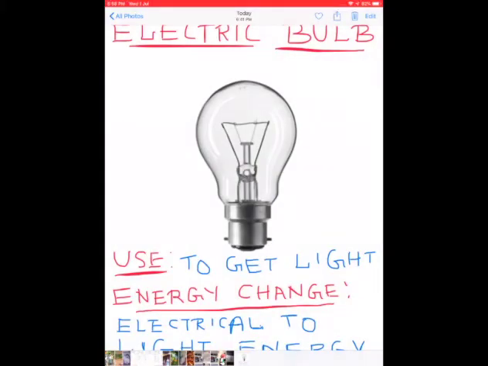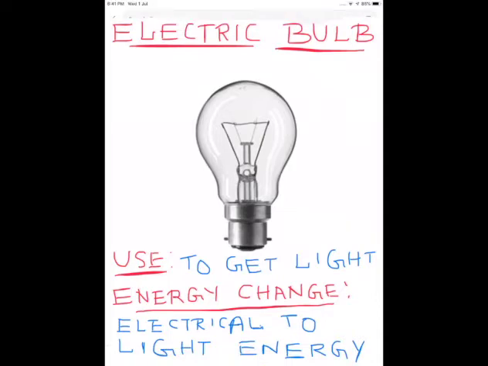Now students, what is the name of this device? It is an electric bulb. What is the use of this electric bulb? To get light. What kind of energy transfer is taking place? It converts electrical energy to light energy.